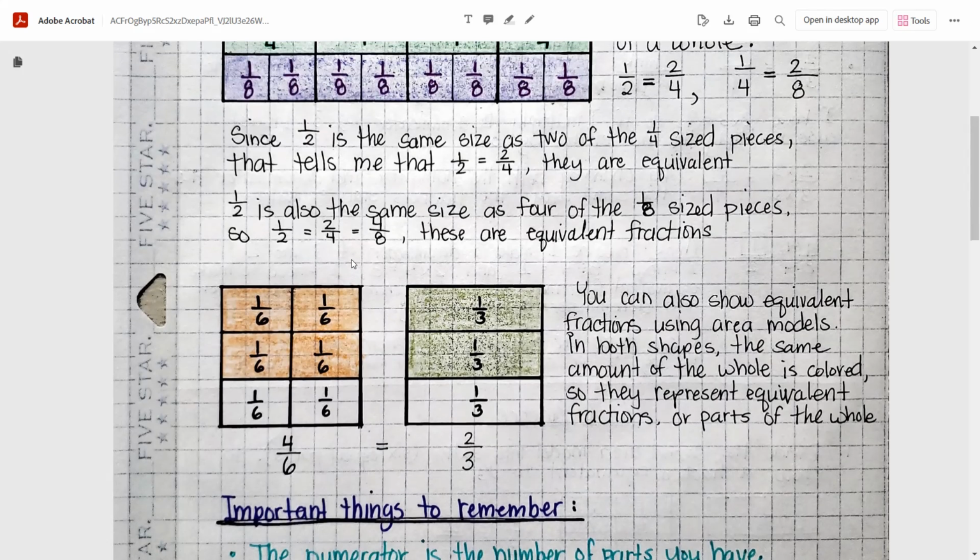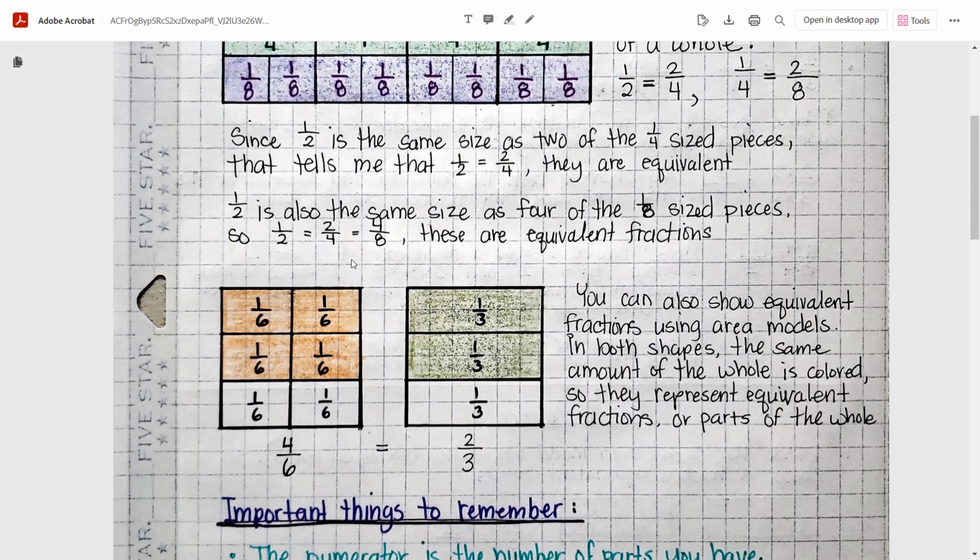Now for this example, it says you can also show equivalent fractions using area models, so drawing. In both shapes, the same amount of the whole is colored, so they represent equivalent fractions or equal parts of the whole. Here you can see this shape is cut into 6 pieces, or 1/6. This is cut into 3 pieces, or 1/3. If we're looking at these two shapes, they're the exact same size. This one is just cut into smaller pieces.